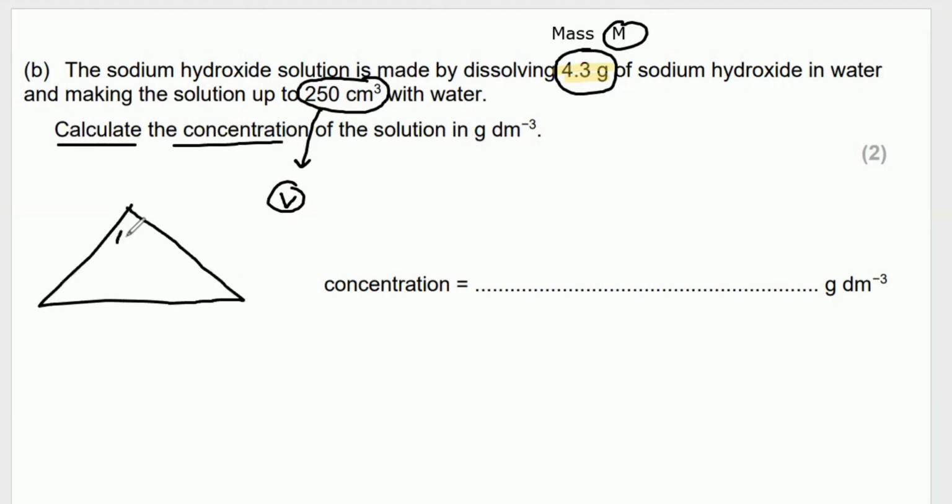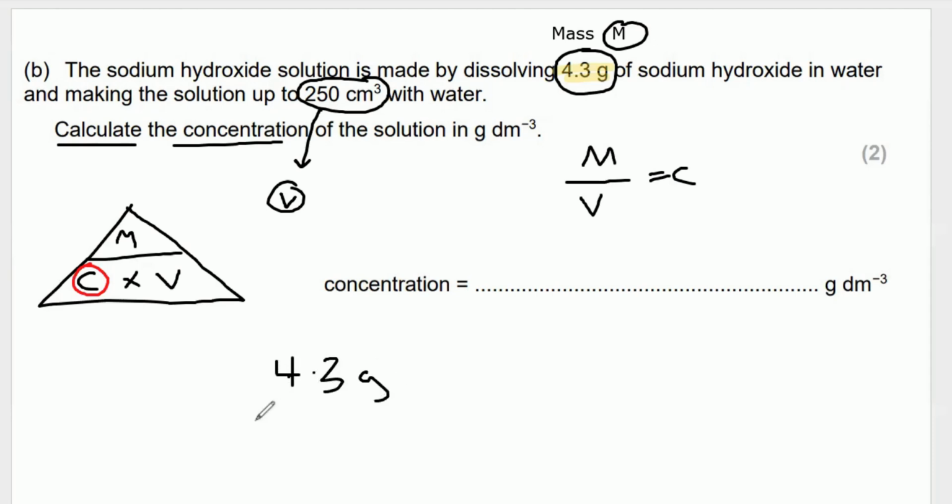And the command word, calculate the concentration, tells you we're looking for C. So we want to do M over C times V. Once again, we're trying to find C, and so we want to do M divided by V. So what have we got to do? 4.3 grams, and we're going to divide that by what? We're going to divide the 4.3 grams by the volume. And the volume is 250 cm³.